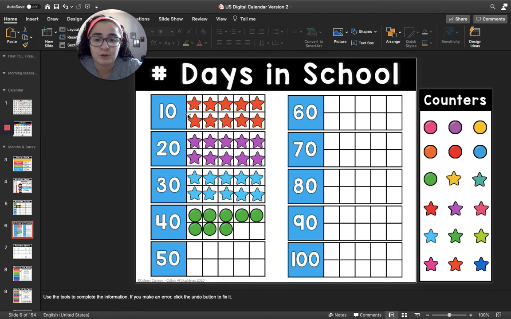So remember, we're counting these 10 frames by 10 because they are full 10 frames. And then we're going to start counting by ones when we get to the green circles. All right, let's do it.